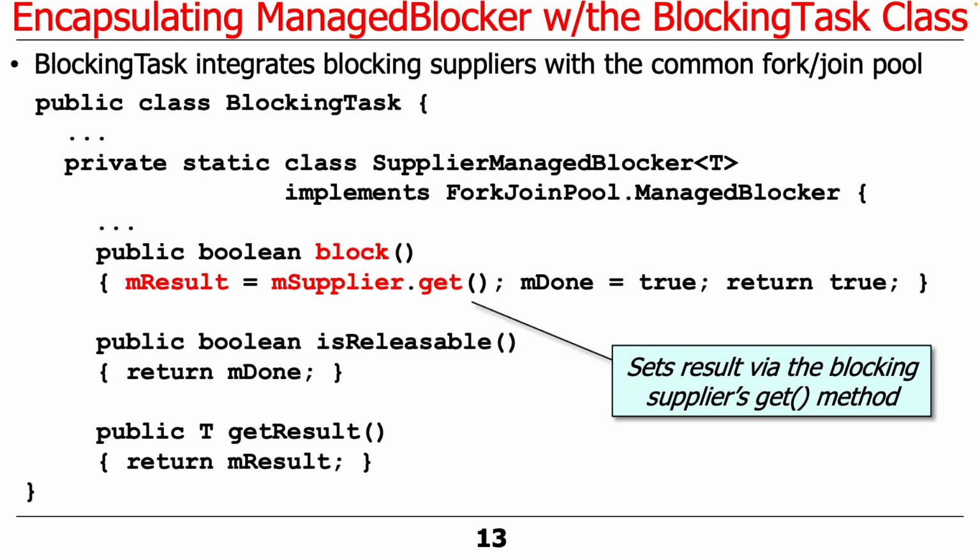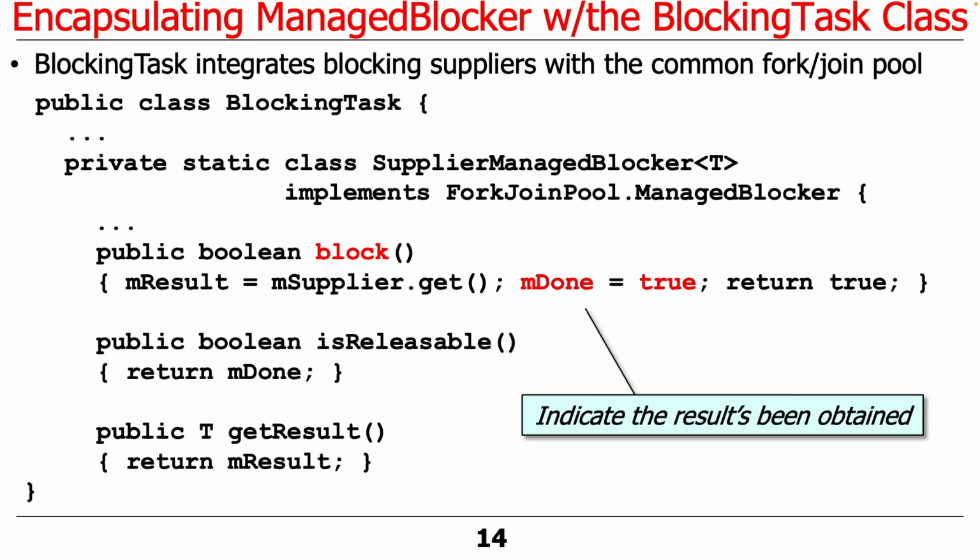So let's take a look at the most important method, which is the block method. This is the one that's going to get called so the supplier that we provide can block while allowing the threads to be compensated in whatever pool we're using this with, so they will grow by 1, even if the supplier happens to block. So you can see what we do here is we say mSupplier.get. Get is a method you can call on a supplier that will do whatever the supplier is doing. And we get the result back. We set mDone to true, and we return true.